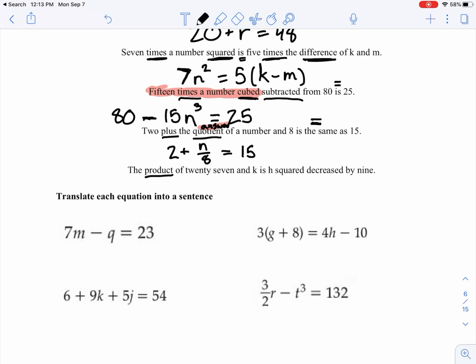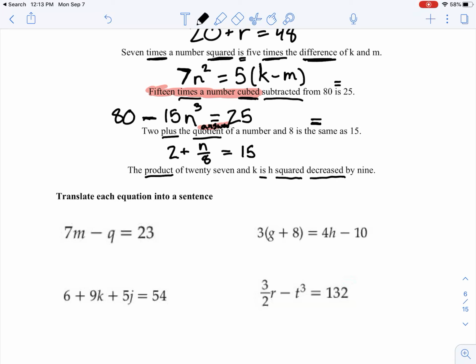The product of 27 and k is h squared decreased by 9. So again, we have an answer. What else do we have? Is an equal sign, right? H squared, that's an exponent. Decreased is subtraction. I think that's all we've got.